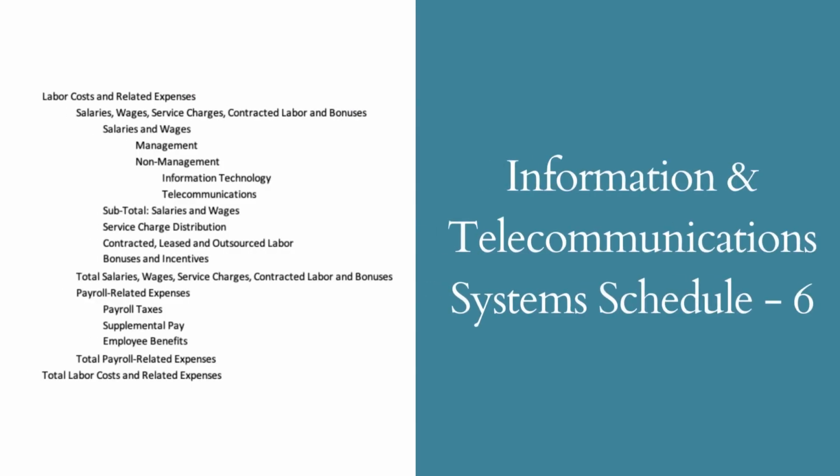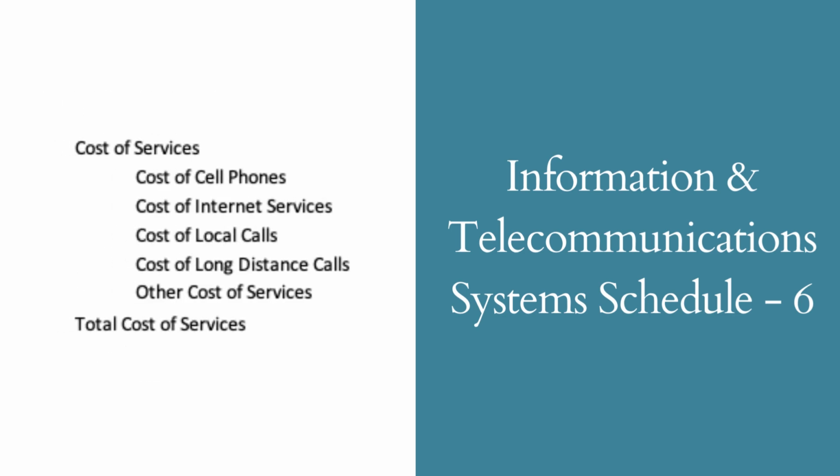The labor costs and related expenses here closely mirror those found in other departments. However, what truly sets this department apart lies in the line items within cost of services, system expenses, and other expenses. Cost of services is further broken down into specific segments: cell phone costs, internet service costs, local call costs, long-distance call costs, and an umbrella category called Other Cost of Services.